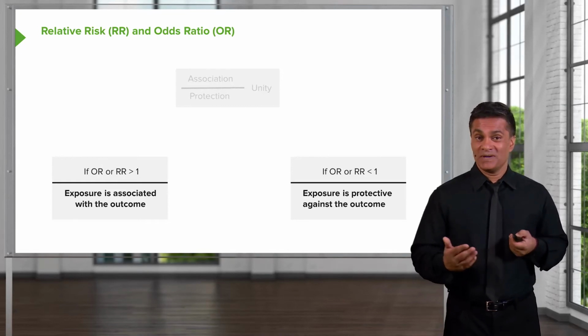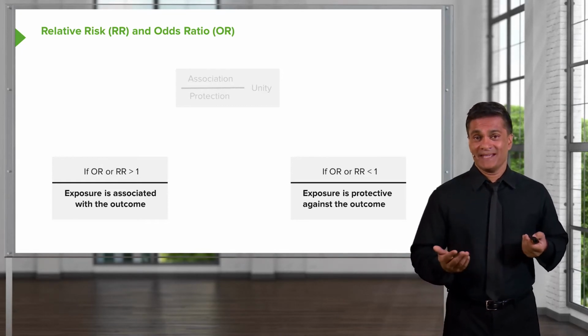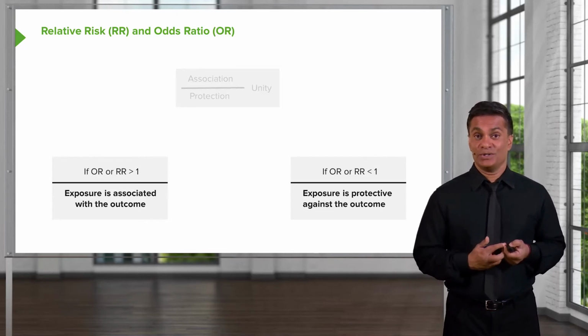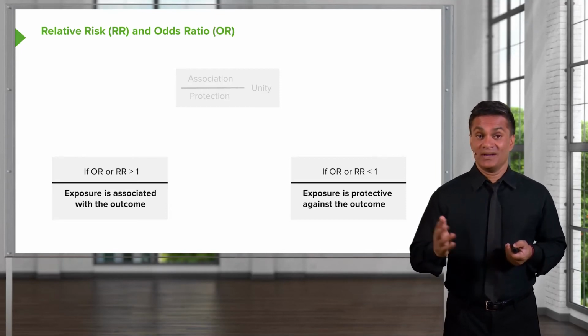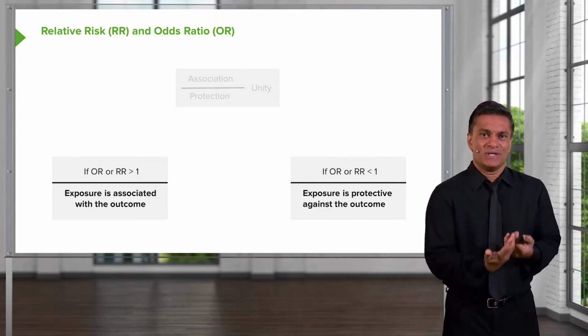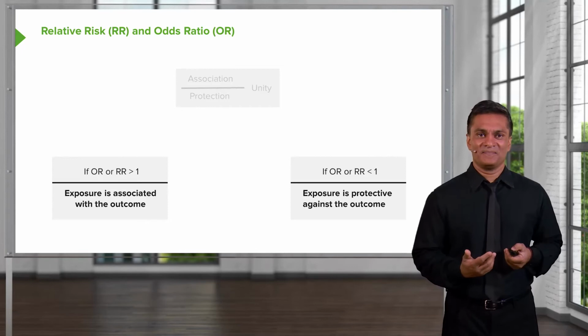So how much bigger than 1 or smaller than 1? That depends on your opinion. In general, we like to say that 1.5 or 2 are fairly significant relative risks or odds ratios. If you find numbers of that magnitude or greater, probably something profound is happening with respect to a relationship between the exposure and the outcome.